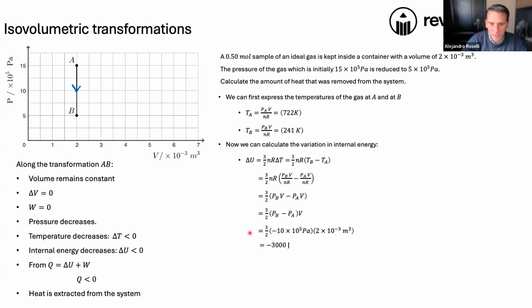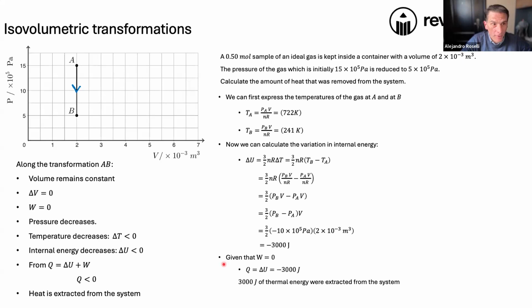Okay, if you follow along the calculation, that's what you'll get, negative 3,000 joules. That's the variation in internal energy. But given that there's no work being done, that variation of internal energy corresponds to the heat, Q. Negative 3,000 joules, which means that 3,000 joules of thermal energy were extracted from the system. And hopefully this first example is clear enough for you.